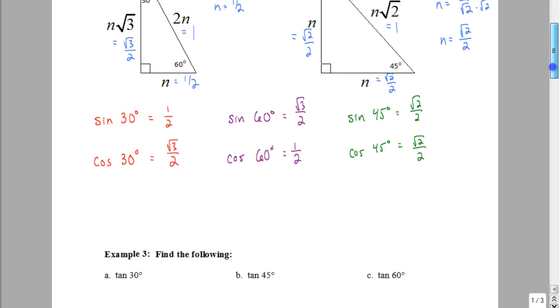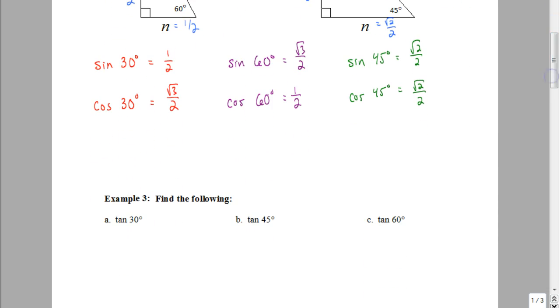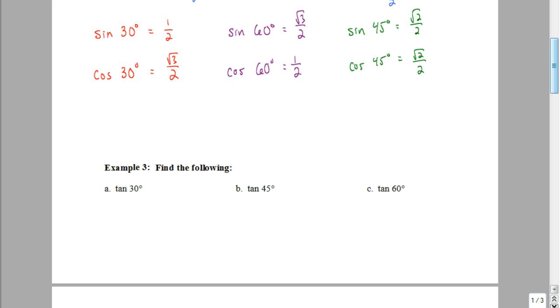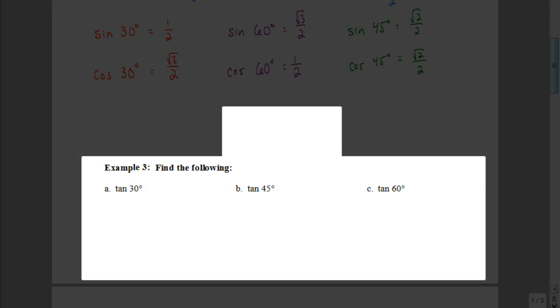Let's see how we can use this information now to find the tangents of these angles. We're going to start by finding the tangent of 30 degrees. So let's try that one together. Recall, though, that the tangent of an angle is equal to the sine of the angle divided by the cosine of the angle. So for this one, the tangent of 30 degrees would be the same as the sine of 30 degrees, which is 1/2, divided by the cosine of 30 degrees, which is square root of 3 over 2.